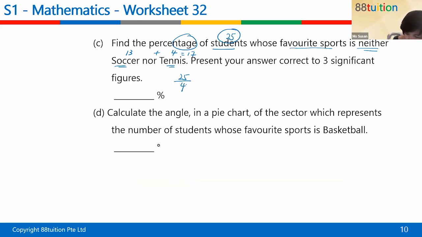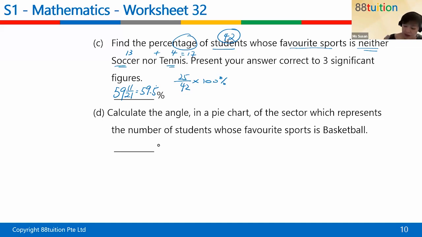42. For the percentage, the total is 42. Multiply by 100%. Okay. And you will get 59 and 11 out of 21. If this is a fraction, then it's 59 and 11 out of 21. But if it's a decimal to 3 significant figures, it will be 59.5%. Okay.